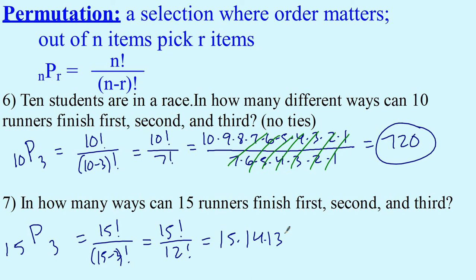Let me get out my calculator. Oops, gotta hit the right buttons there. All right, we get 2,730, which would make sense because if it took 720 ways for 10 people, 15 people should have more options. Notice how much more. That's quite a bit of difference, right? So that's a permutation.